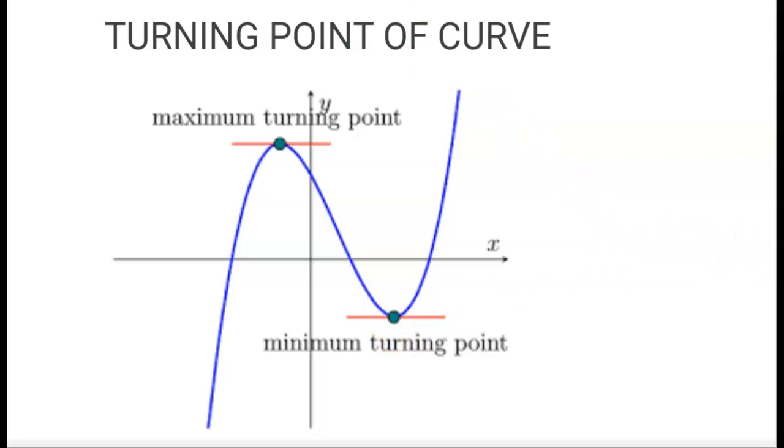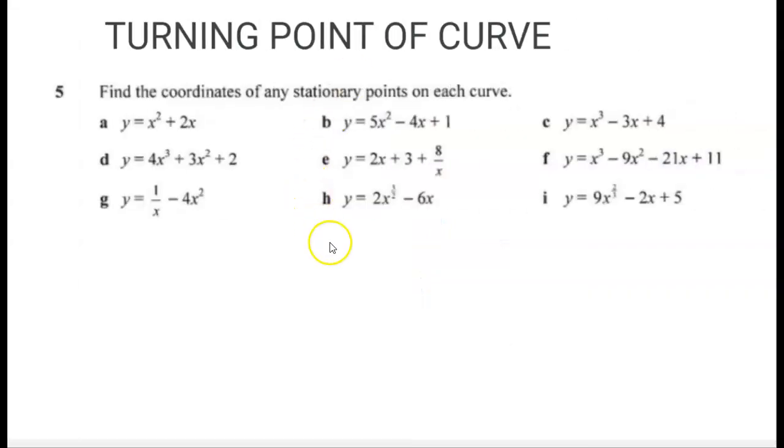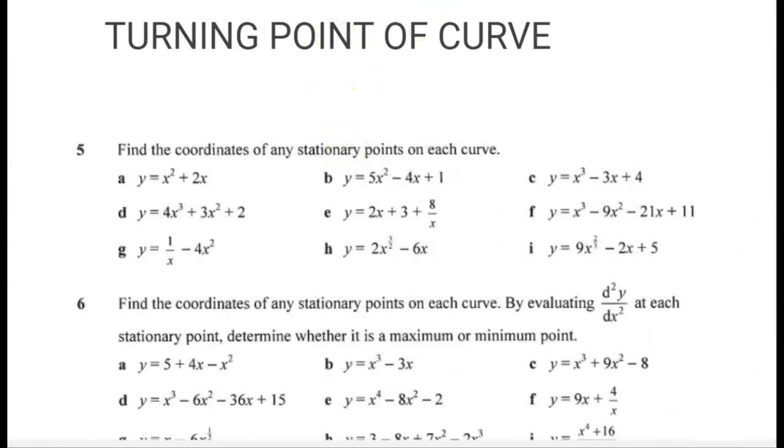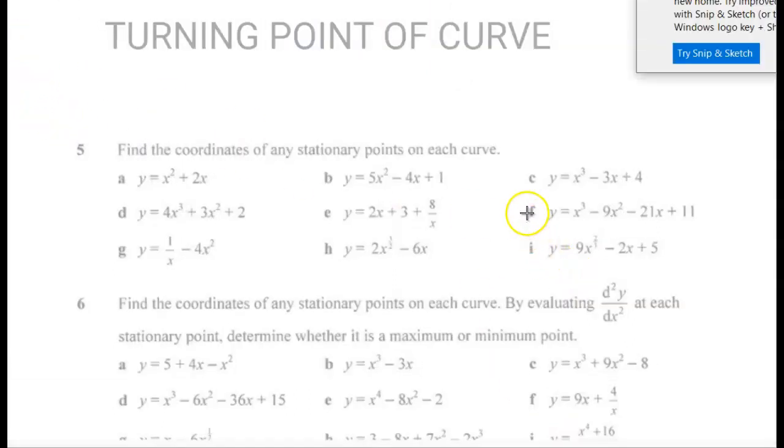Okay. Now, let's have a look at the next one. Now, let's say we got these questions. I'm just going to do few and then you can just do the other one on your own. So, let's have a look at the F. And let's look at the I. So, let's have a look at these two. Now, find the coordinates of any stationary point on each curve. Now, to find the coordinates, let me just get to the next one. 1 second.